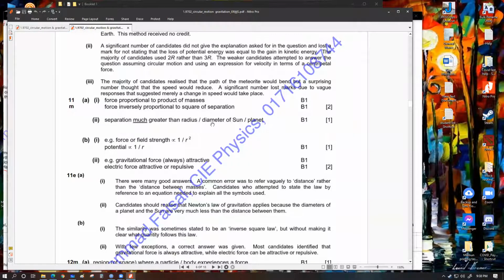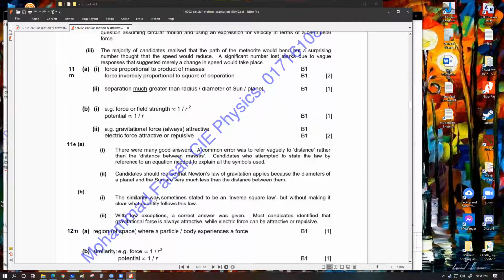Separation mass greater than radius or diameter of sun or planet. Okay. 11.8.2. Candidates should realize that universal gravitation applies because the diameters of the planet and sun are very much less than the distance between them. That's it.